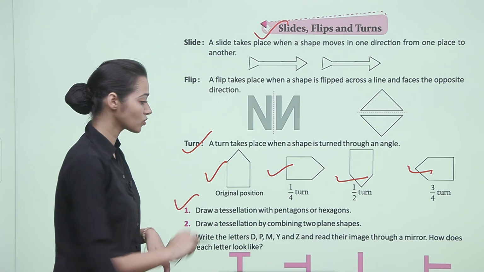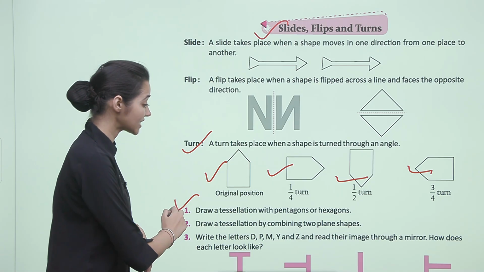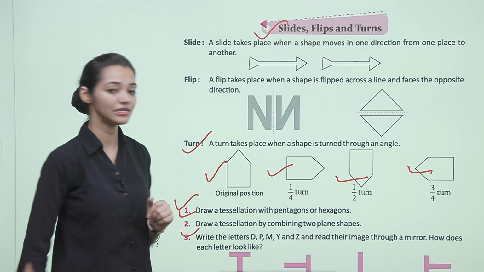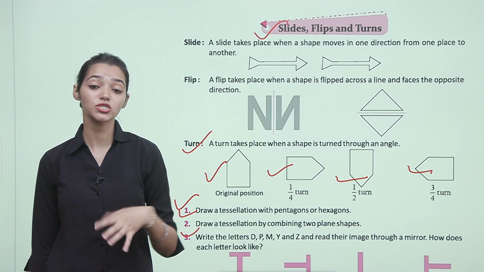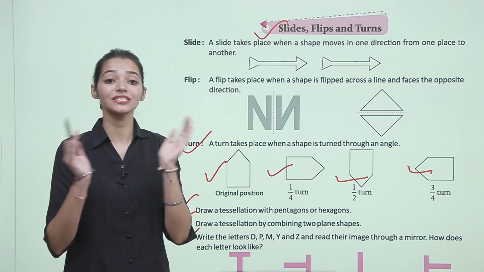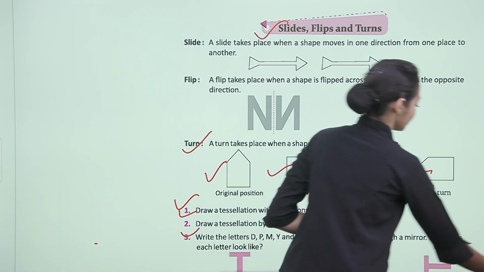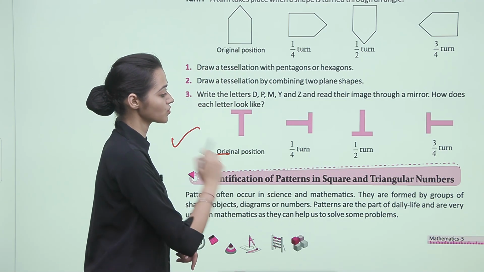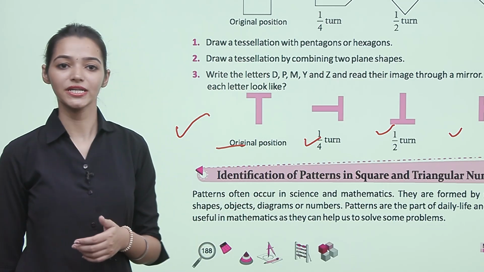Now here you have to draw a tessellation with pentagons or hexagons, then you have to draw a tessellation by a combination of two plane shapes, and here are our letters like D, P, M, Y, Z, and you have to read their images through a mirror and see how each one looks, that you have to do by yourself. Here are the original position, 1/4 turn, half turn and 3/4 turns of alphabet T.